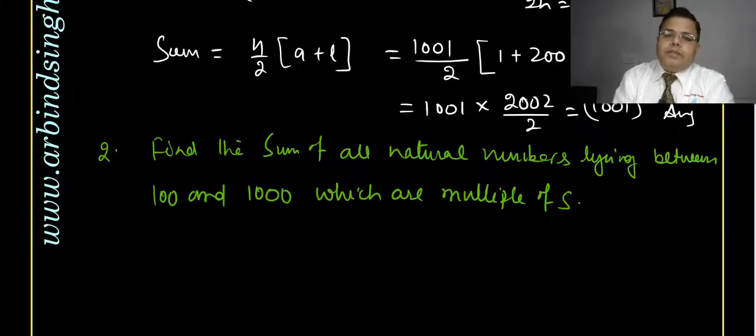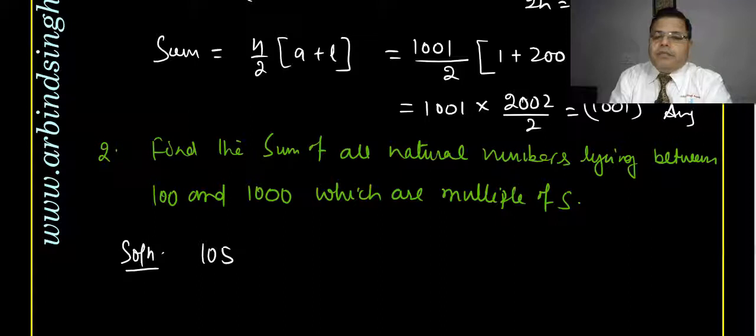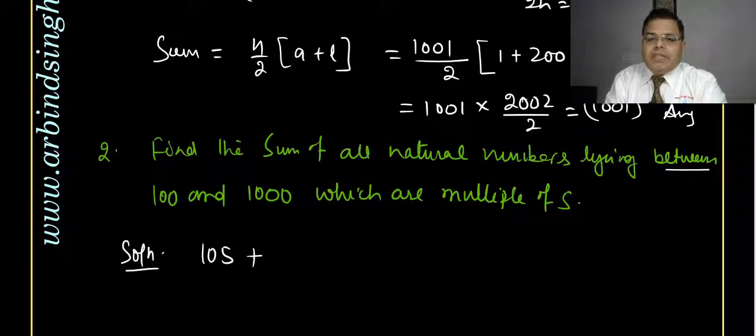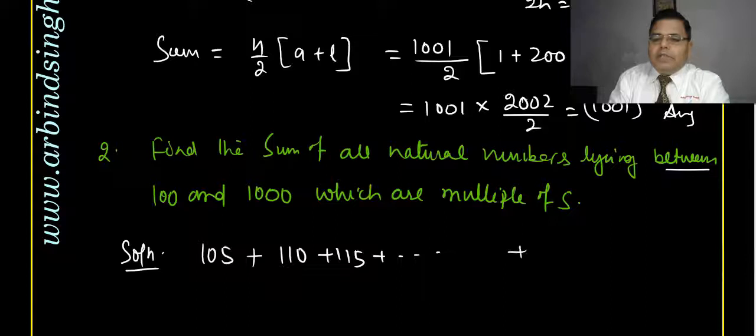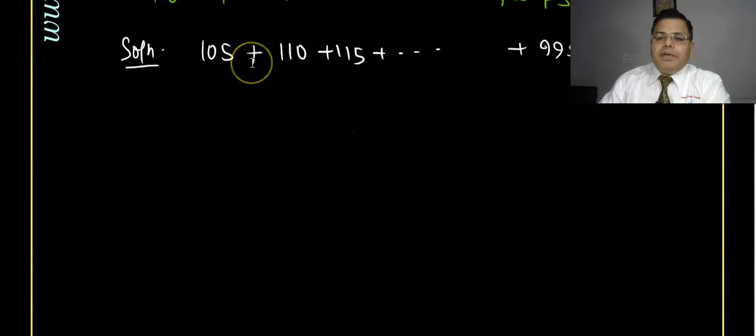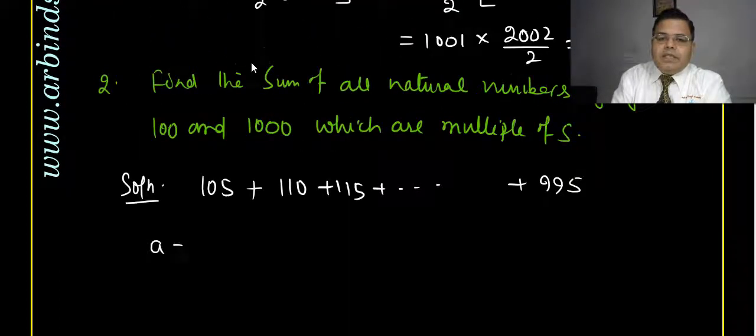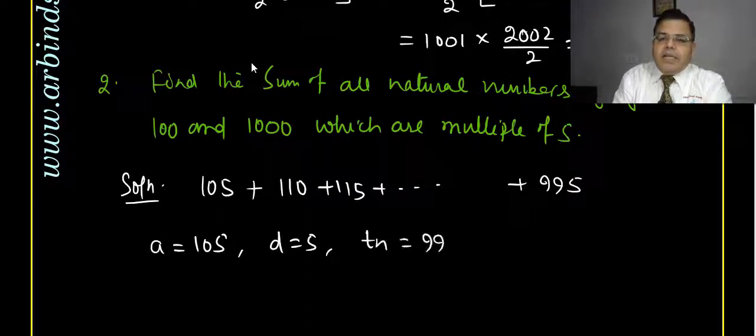As per this, the solution can be obtained as follows. The first number must be 105, because between means 100 is not included. The multiple of 5 will be 105. It is easy to analyze, there is no rocket science in that. And definitely the multiples of 5 after 105 are 110, 115, and so on. The last term just before 1000 is 995. So here the first term is 105, d is 5, and the last term, that is tn, is 995.